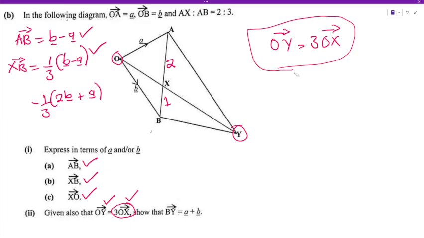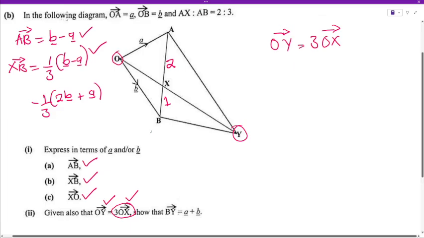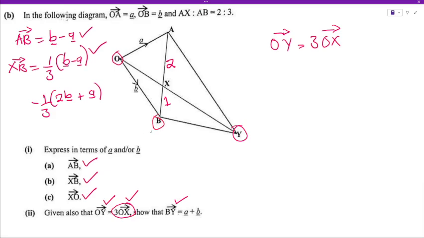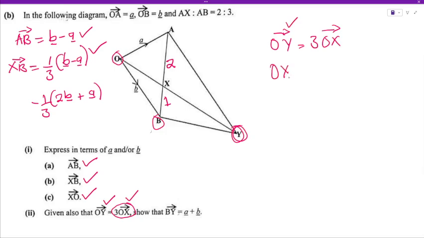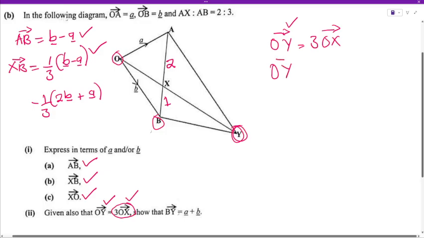What they're asking us to do now is to show that when you solve for vector BY, the final answer you're going to get is that one. That's what they're asking us to show. So what we're going to do first is find the value for OY. How to find the value for OY? You're going to say OY is equal to 3 times OX.